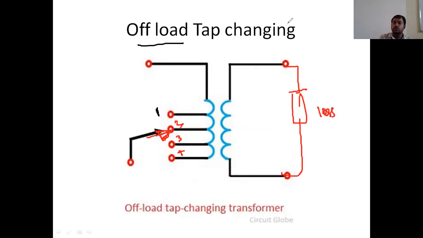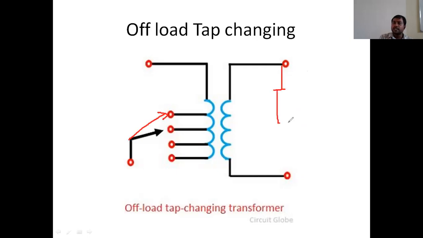So if you want to change the position from two to one, we need to disconnect the load, change the position, and connect the load again. This is the procedure for off-load tap changing. In the absence of load, we change the tapping position so that sparking and load fluctuations will be avoided. But because of this, the reliability and continuity of the supply to the load will decrease. This is a disadvantage of off-load tap changing.